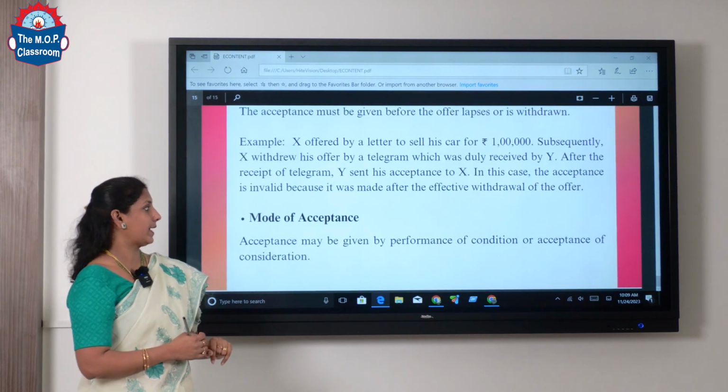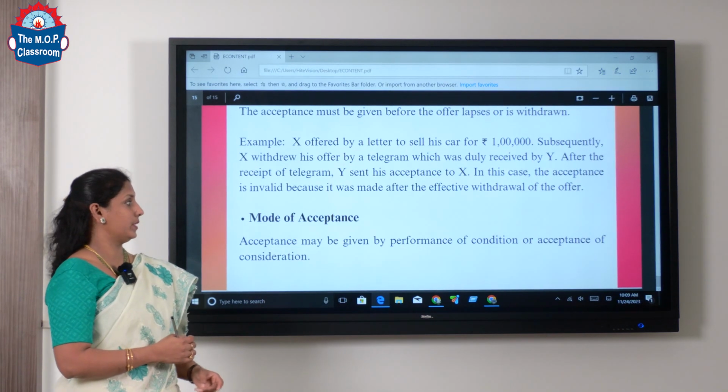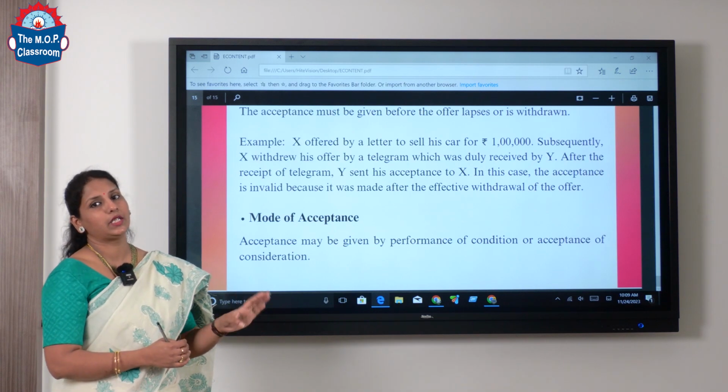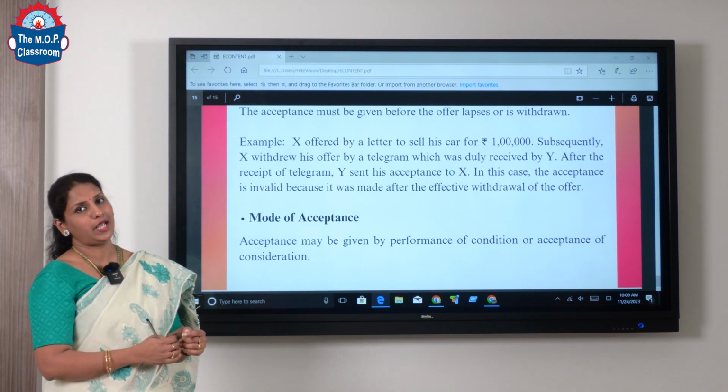Mode of acceptance: acceptance may be given by performance. They have to satisfy the condition, and only in that way can they give the acceptance.